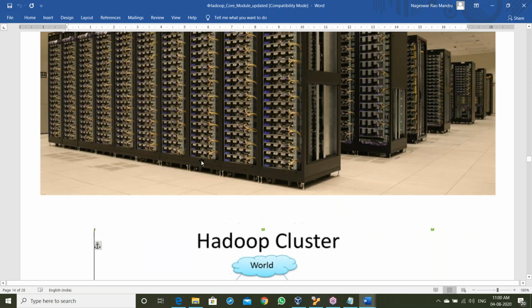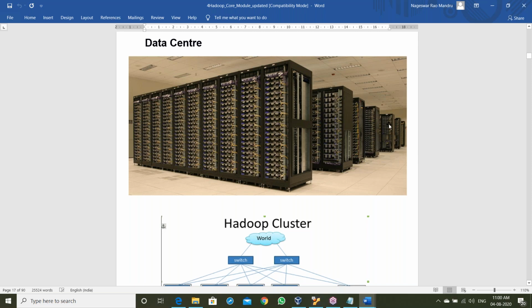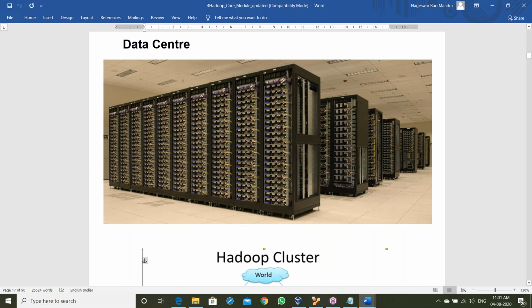This is a data center. Rack 1, rack 2, rack 3, rack 4, like multiple racks. Like a supermarket, right? If you go to a supermarket, there are so many racks, and in the racks all the items are placed. Like supermarket racks, here are racks. But these racks are costly, specially designed racks, not like a supermarket.